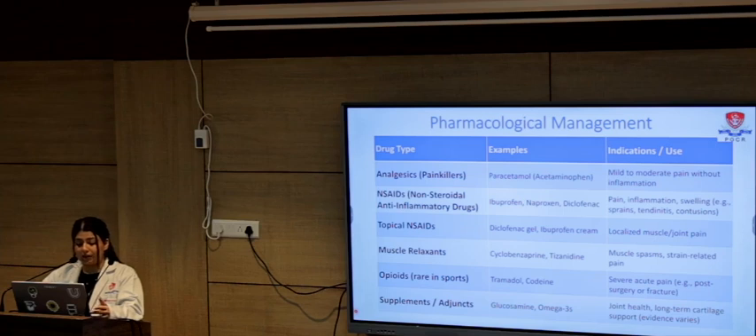Topical NSAIDs can be given for localized muscle or joint pain, and muscle relaxants for muscle spasms and strain-related pain. Opioids, which are rare in sports, can be given after severe acute pain due to surgery or fracture. Supplements can also be given for joint health and long-term cartilage support.